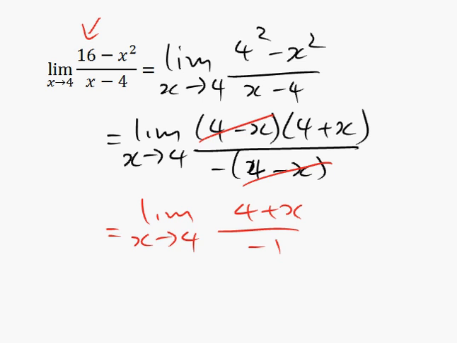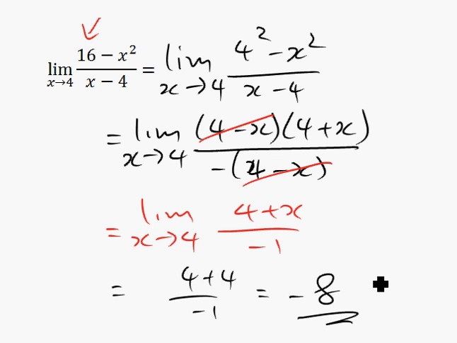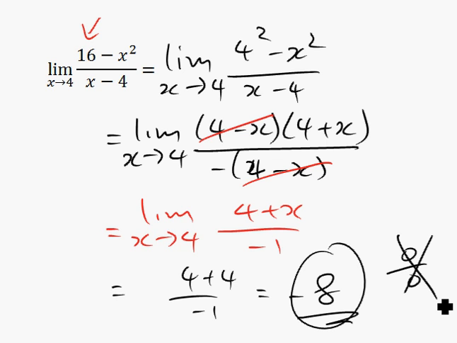Now if you substitute x equals 4 inside here, your answer will be 4 plus 4 over minus 1, and you get minus 8. This is the answer. Notice that this answer here is no longer 0 over 0. So the answer is minus 8. This is the right answer.